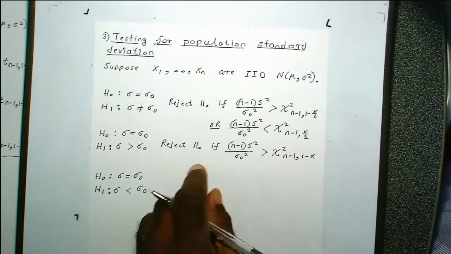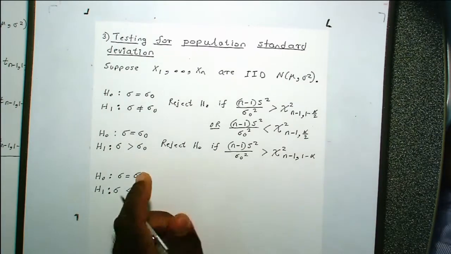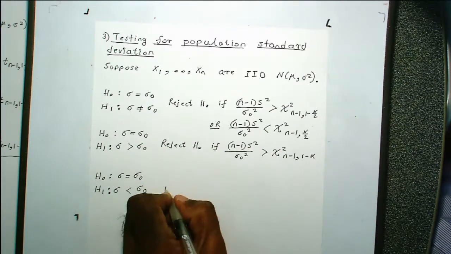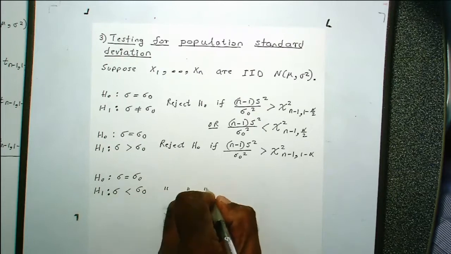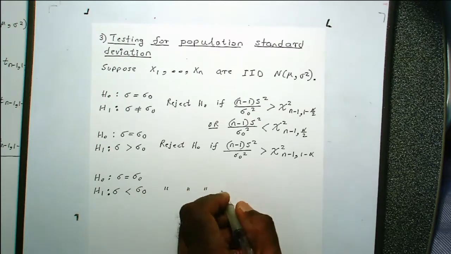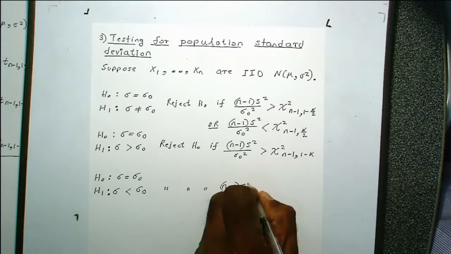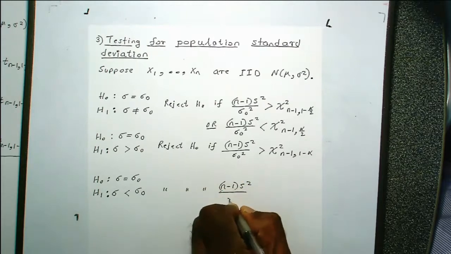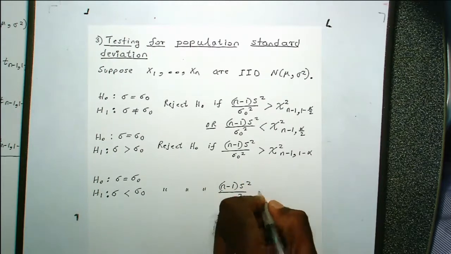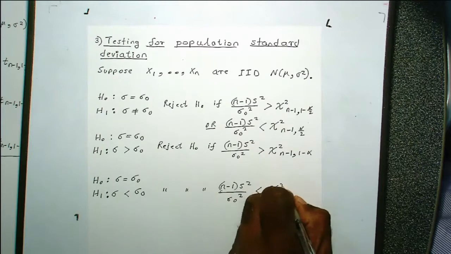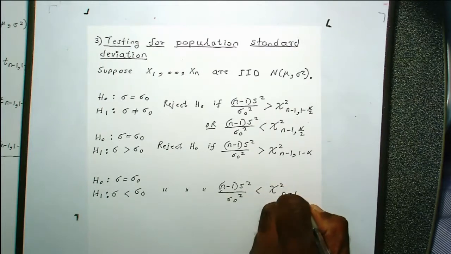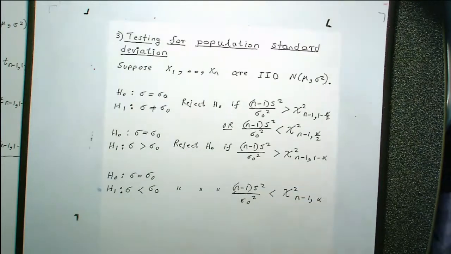This is the rejection rule for the second hypothesis. And finally, for the third hypothesis, the rejection rule is this. You guys okay? Any questions so far, guys?